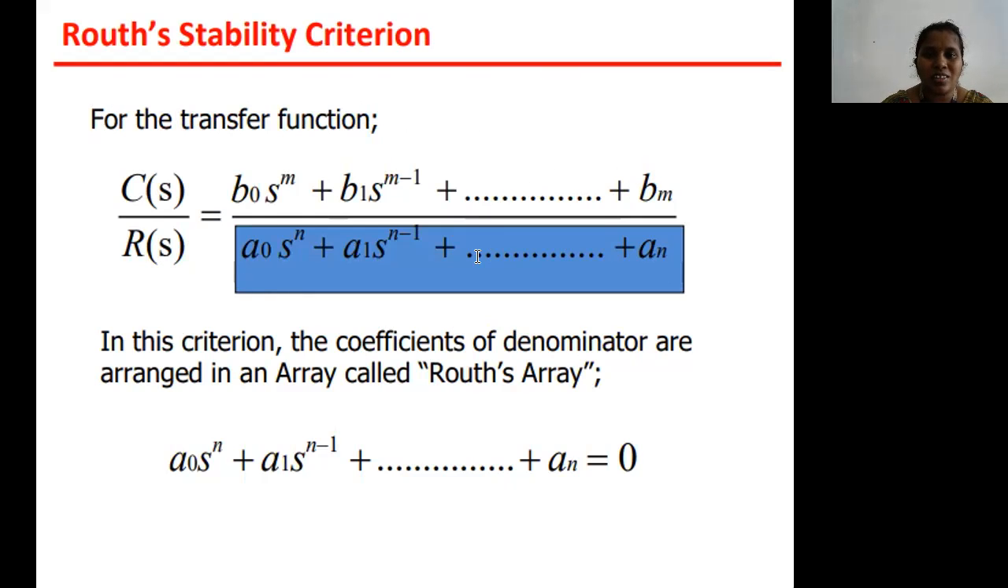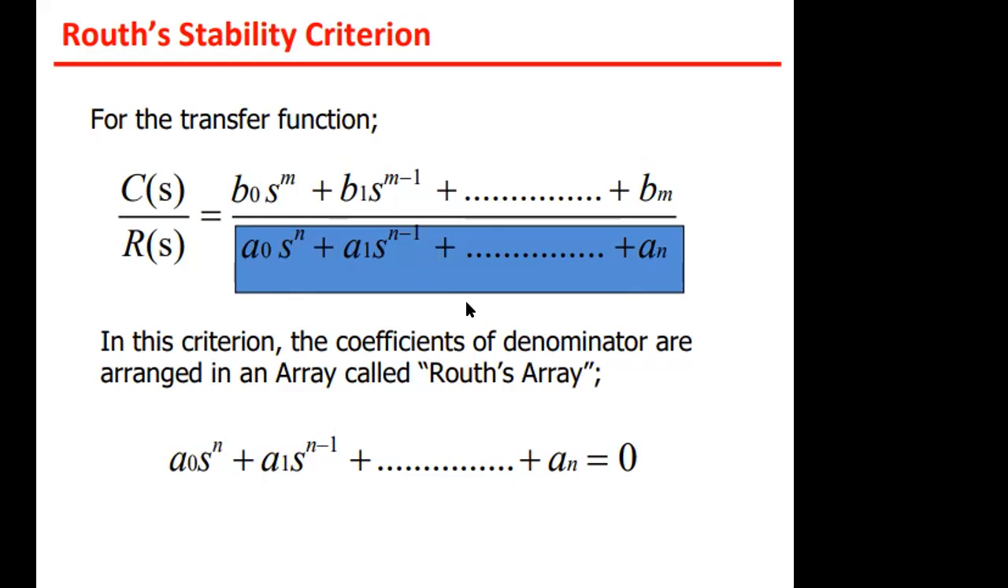In this criterion the coefficients of the denominator are arranged in an array called the Routh array. We can write the characteristic equation as A naught S power n plus A1 S power n minus 1 plus and so on plus An equal to 0. This is the required Routh array, and here we can see how we obtain it from the transfer function: the denominator is taken for the Routh array.